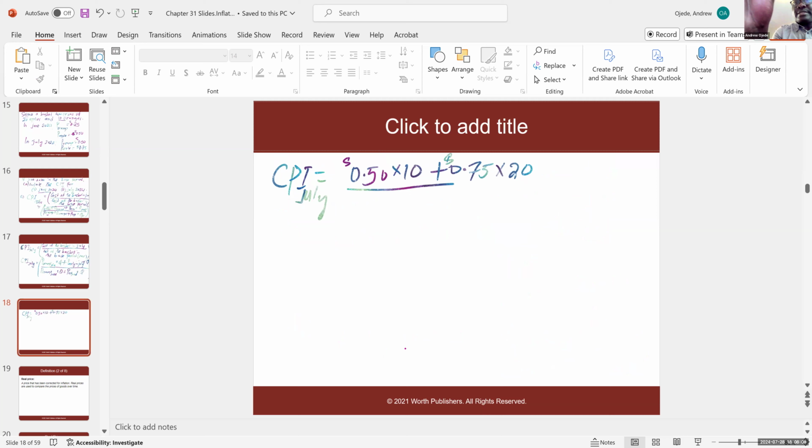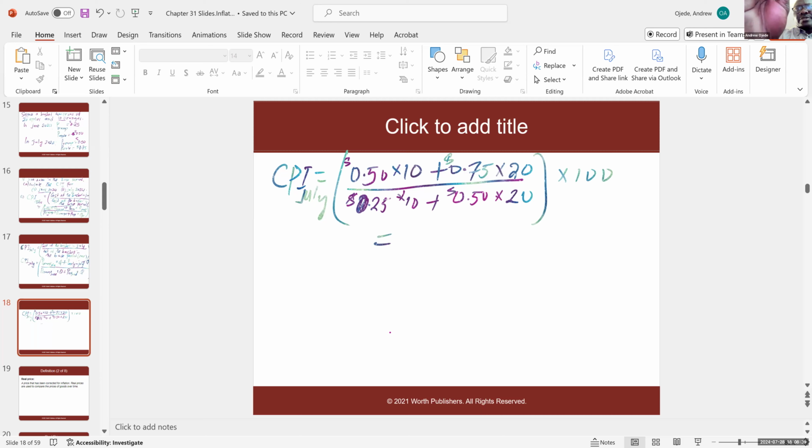Then you're going to divide this by the cost of purchasing those two baskets in the base period. In the base period, we've been told that the price of an orange was 25 cents, 0.25, multiplied by 10, plus the price of an apple was 50 cents in the base period, 0.5 times 20 apples. Then we multiply this by 100.